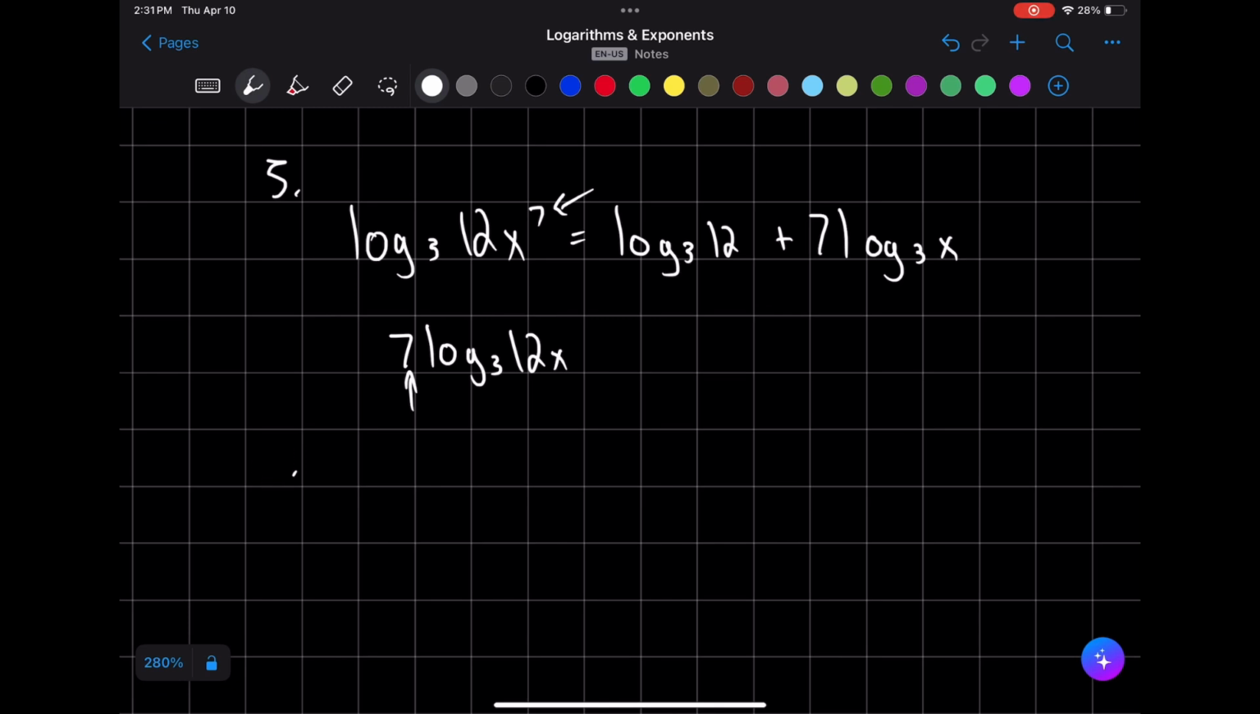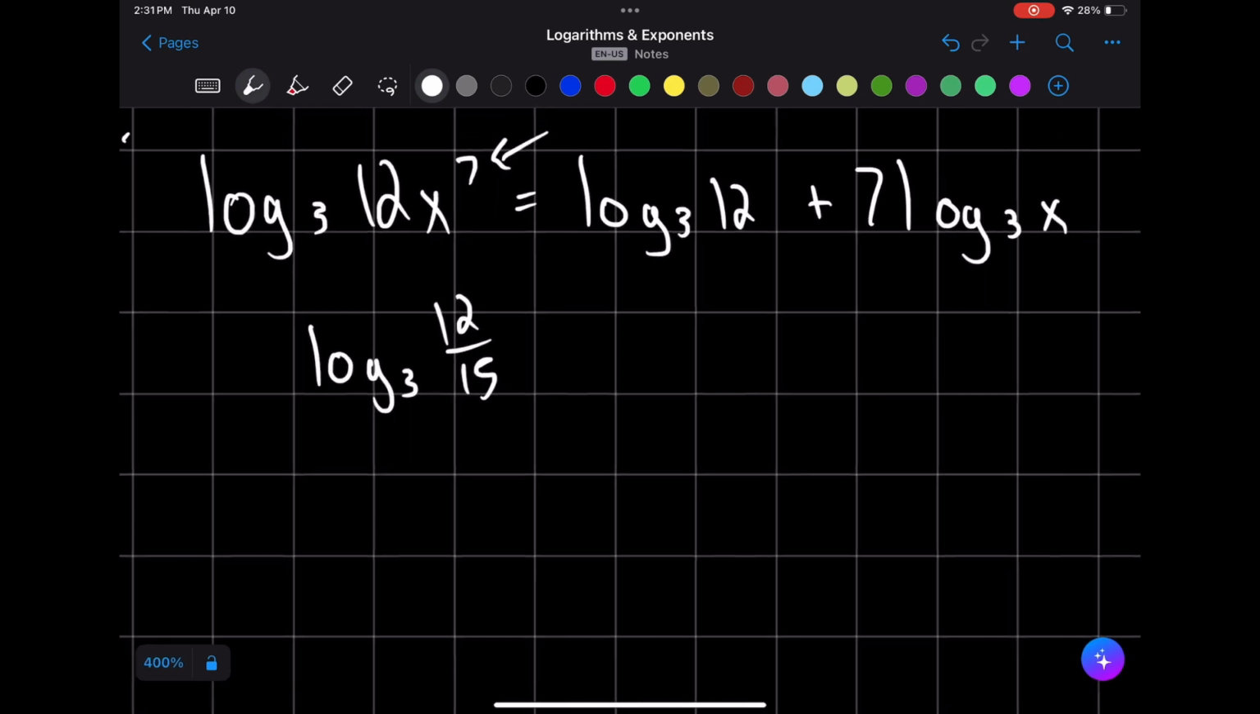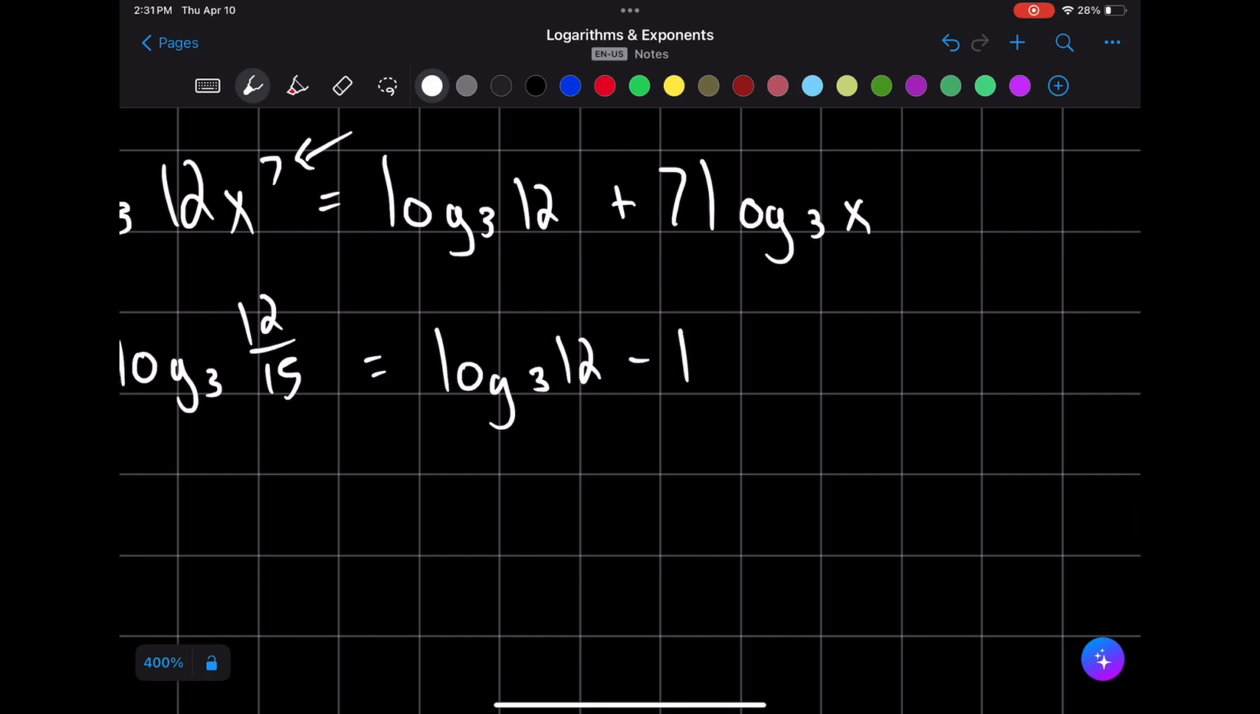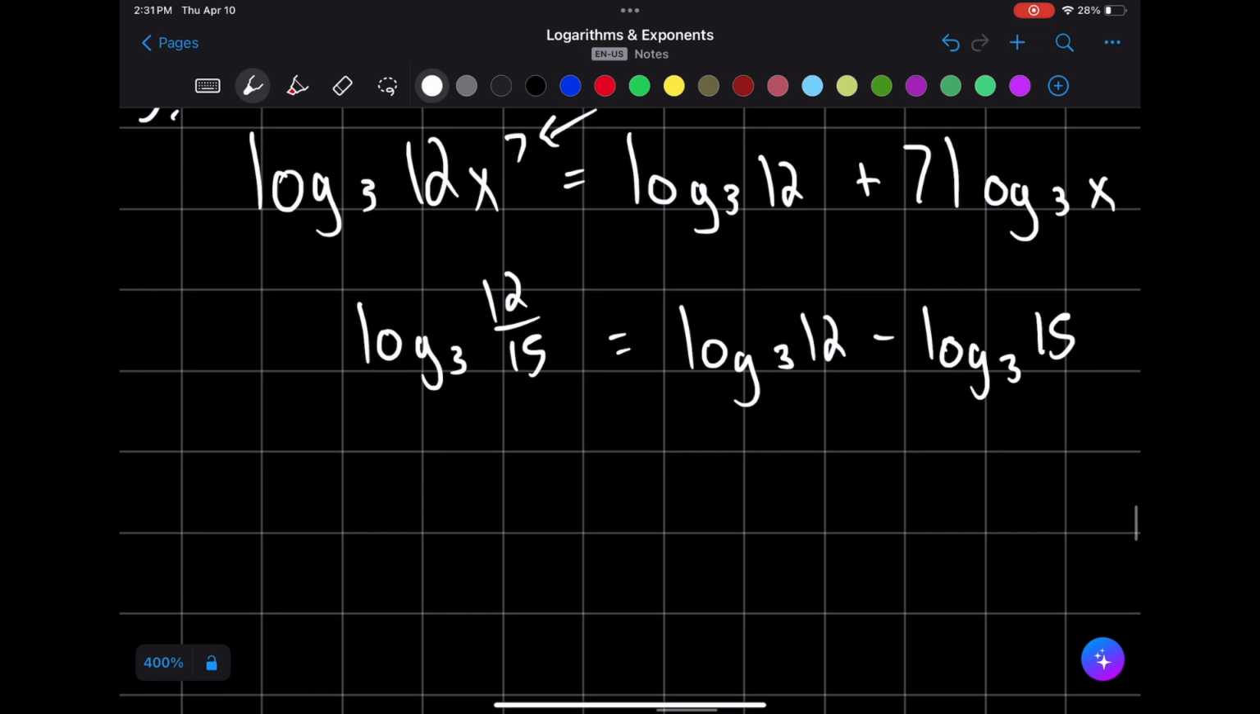And obviously sometimes you'll have numbers that are like this, and it's like, okay, well, clearly I'm doing division here. And so you would just set this up as, let's just do this real quick, log 3 12 minus log 3 15. That's really the only time you want to do division, is when they straight up give you a fraction.